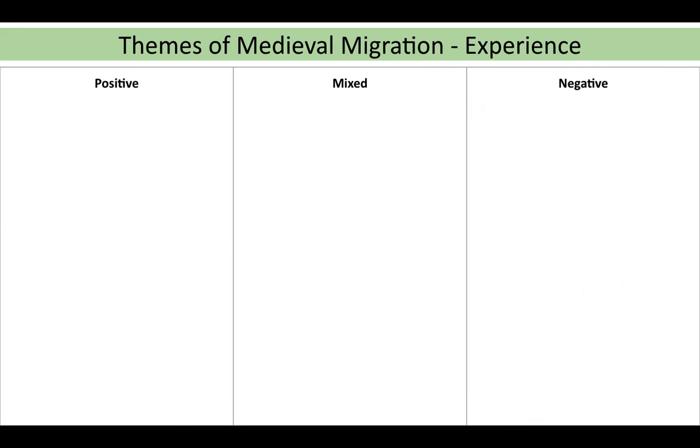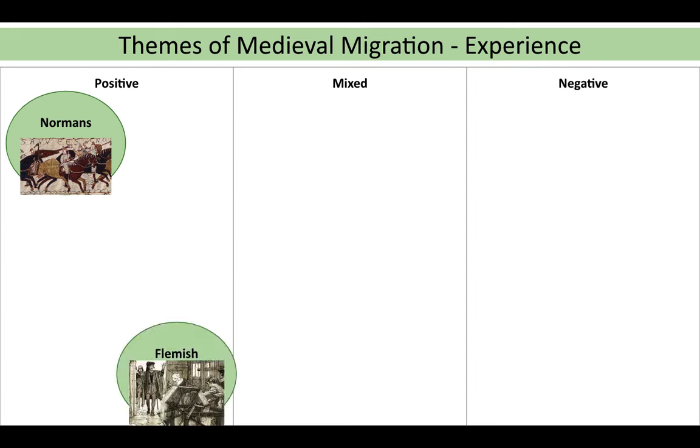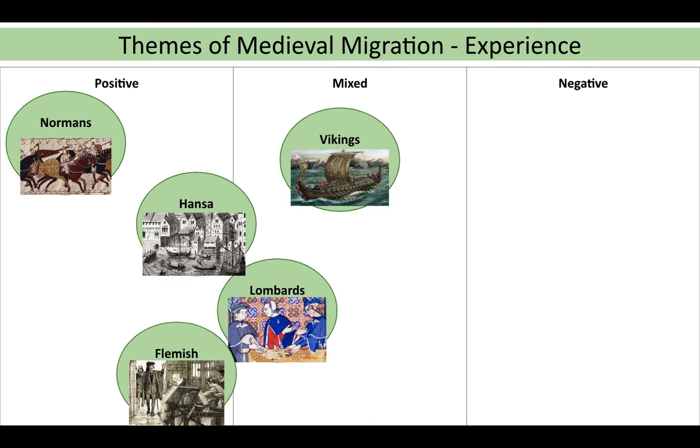When it comes to the experience, as I said, you mainly need to think about positive or negative, and you get a real mixture in the medieval period. No one is truly all positive or all negative, but some have more positive or more negative experiences. The Normans, for example, have a more positive experience. By becoming a ruling elite, they literally get huge wealth and money from ruling England. The Flemish, Hanse, and Lombards, and also the Vikings, all definitely have positive experiences, especially in being very economically successful.